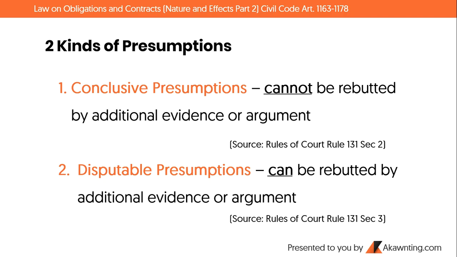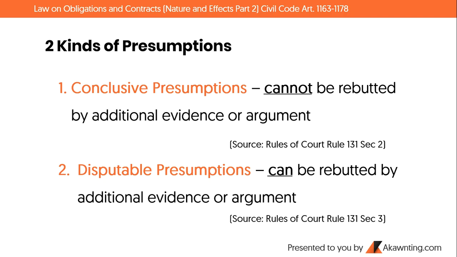We have conclusive presumptions. These are presumptions that cannot be rebutted by additional evidence or argument. Second type is the disputable presumptions. This can be rebutted by additional evidence or argument. So, to read the examples of conclusive presumptions, you may search Rules of Court, Rule 131, Section 2. So, may mga sinulat siya dyan or nakalagay dyan na mga examples ng conclusive presumptions.